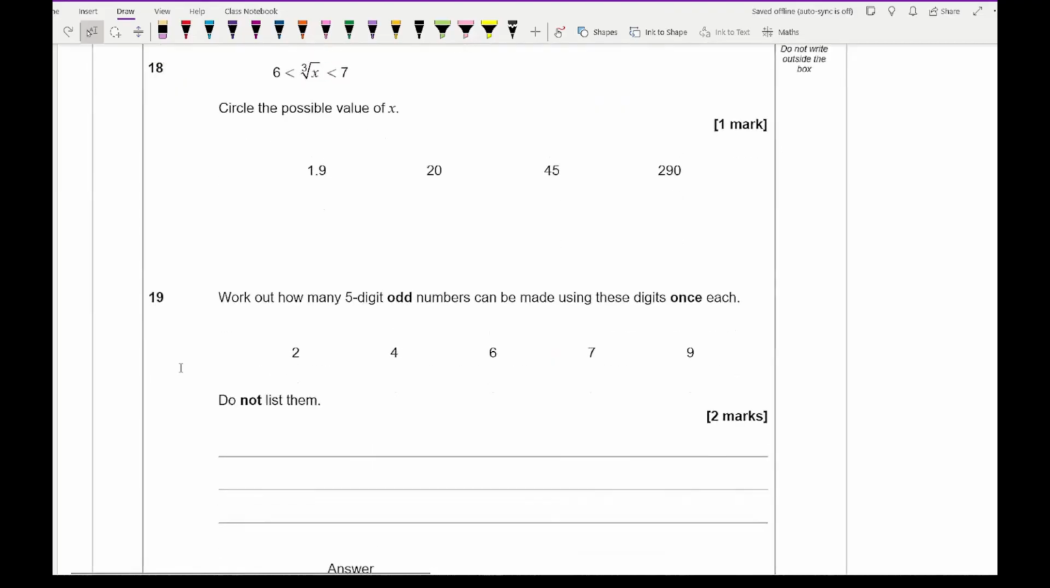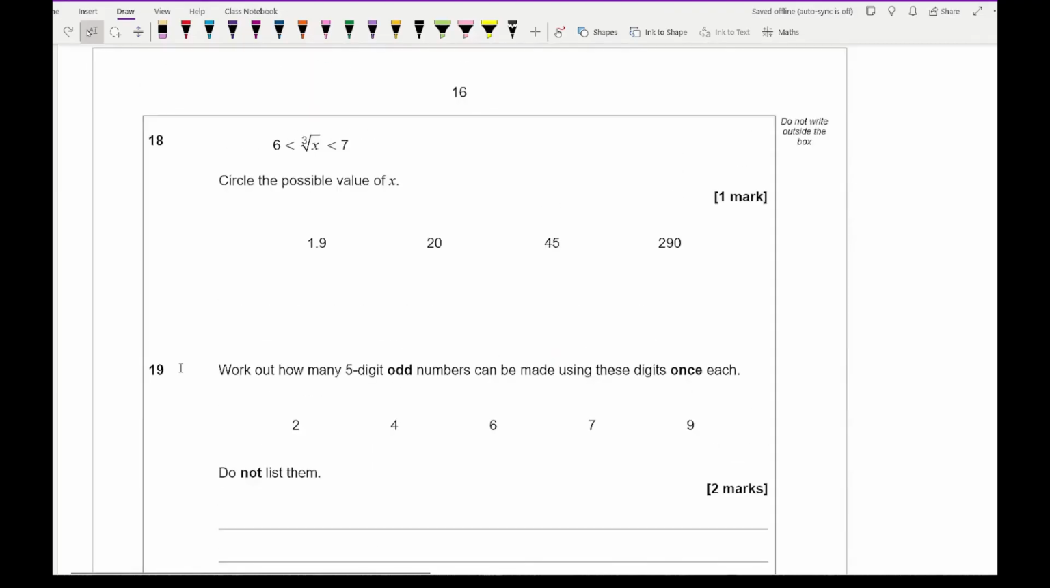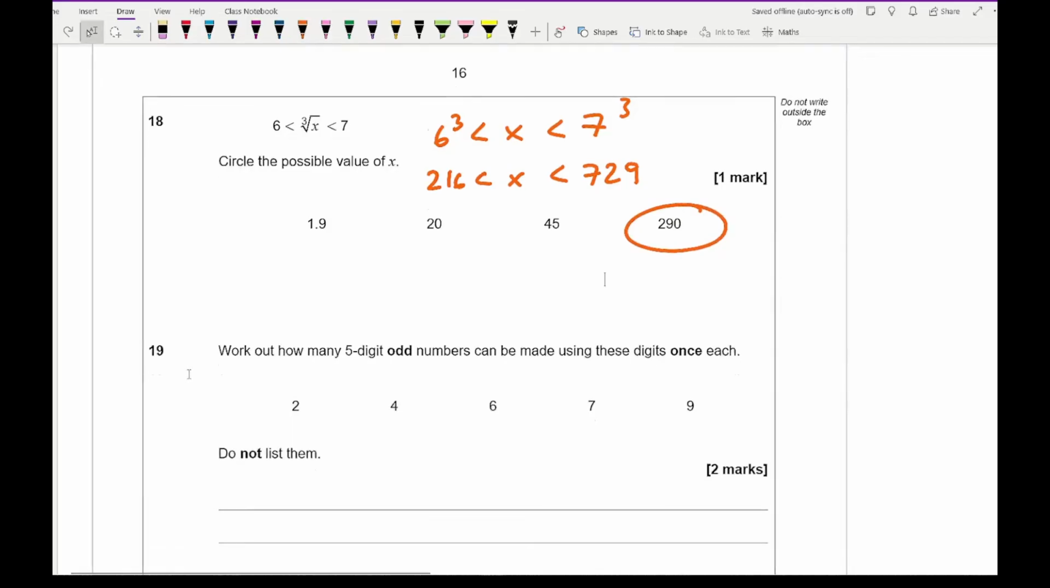Moving on to question 18, it says that the cube root of x is between 6 and 7. Circle the possible values of x. Well, for this, if I cube all the numbers, all the 3 things, then what I end up with is this. 6 cubed is 216, 7 cubed is 729, so I'm looking for a value of the 4 options that's between those 2 numbers, so the only possible answer it could be is 290.